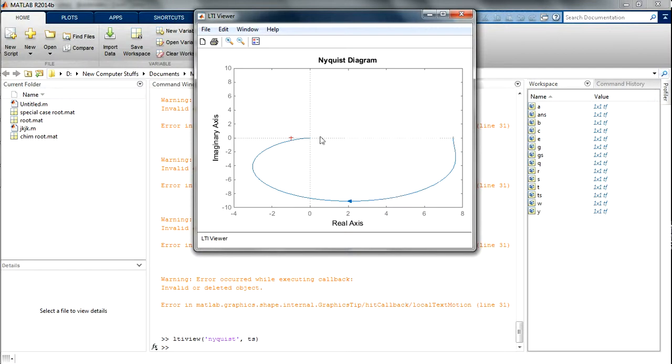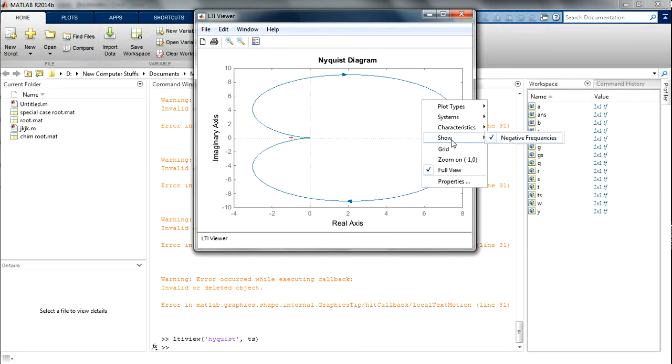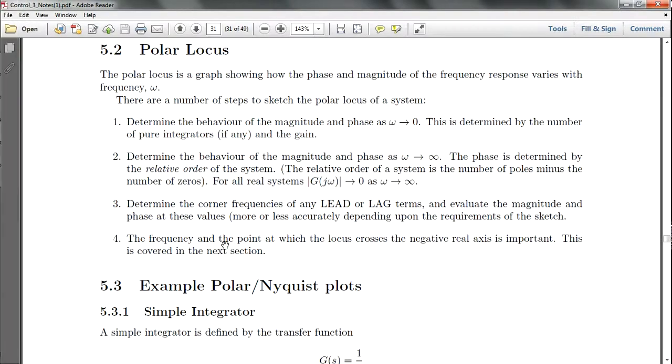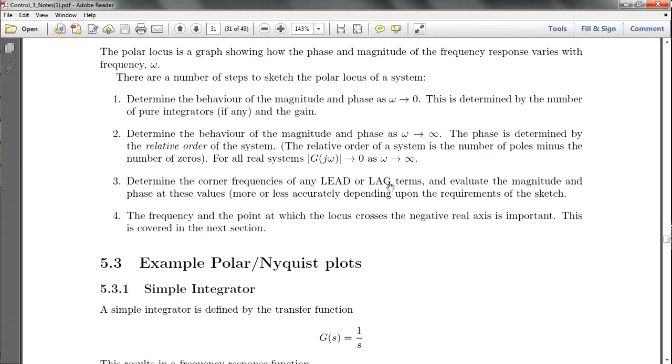If you talk about negative frequency, it is not in our scope, because it's just a reflection. So you can see it's from 0 to negative infinity. So we are not talking about this. We're only talking about this portion over here. And then determine the corner frequency of any lead-lag.